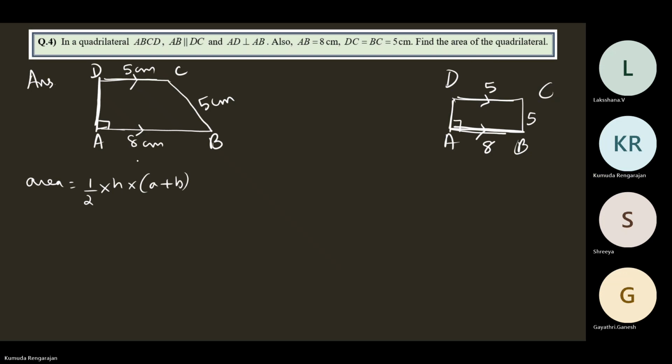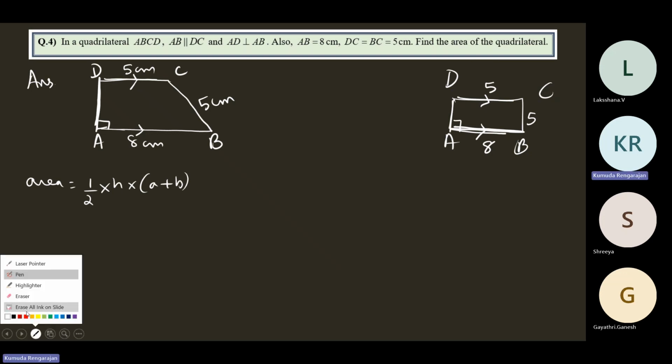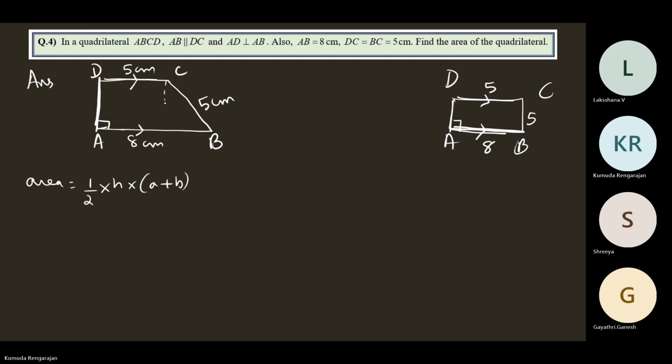This we don't know. So what you have to do is take a construction. Drop a perpendicular like this. Call it E. Now, what will be the length of EB? 3 centimeters, because the whole thing is 8. If this is 5, the opposite side is also 5, so the rest of it should be 3. From here to here is 5, but the whole thing is 8, so this one will be 3.